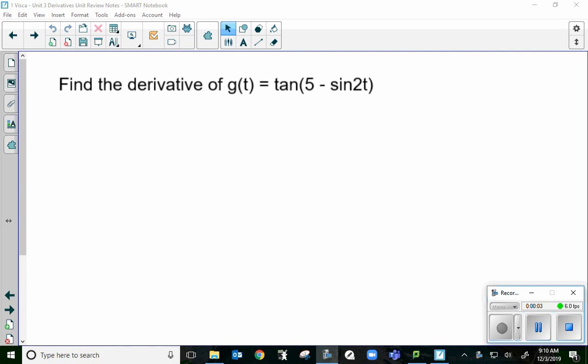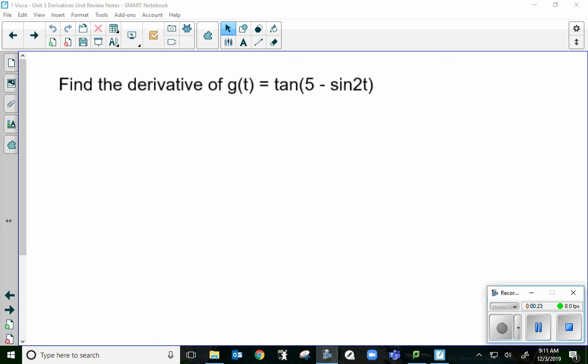Why, hello. We are going to continue the notes for the Unit 3 Derivative Review Unit. This is part 3. Man, it's a good one. But it's important because derivatives are the backbone of calculus. Love it. Let's get going.